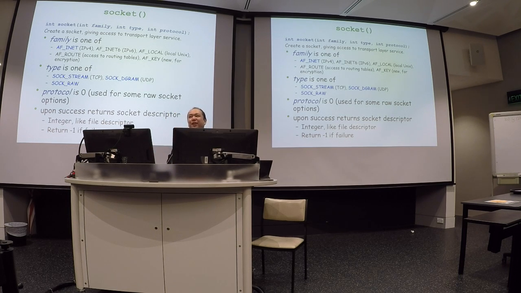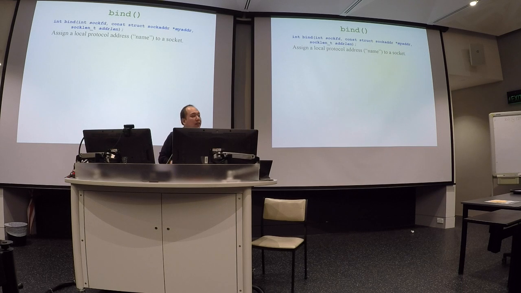If it gives you -1, then it means that this function has failed, and you need to find out why this is the case. So the next function that we need to use at the server side is the bind function. And you can see again, several arguments should be provided.